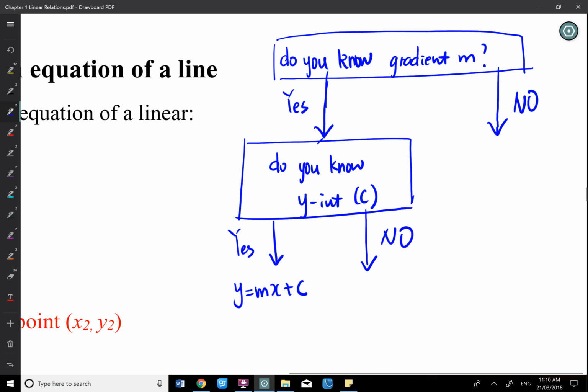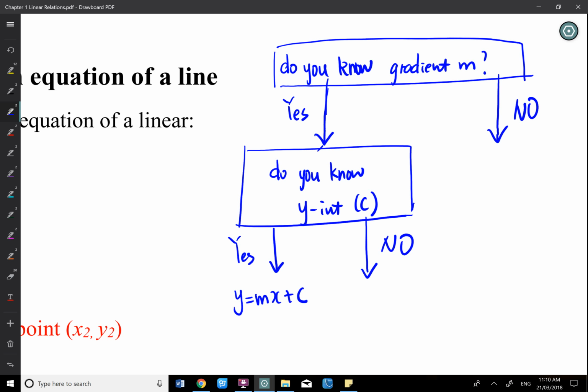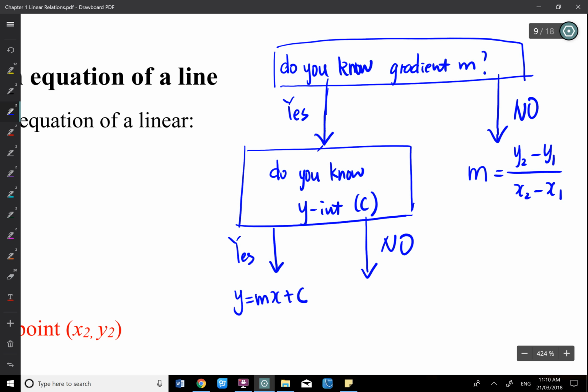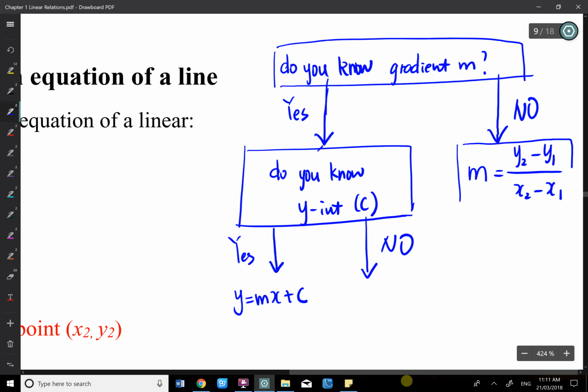How about if we don't know the gradient? We need to find the gradient. How do we find the gradient? m equals (y2 minus y1) over (x2 minus x1). We have seen this equation. If you haven't seen it, we copy that down. That's the rise over run. We use the y value of one point to subtract the y value of another point, which gives you the change in the height. And then we subtract the x values. We get the change in x. That gives me the rise over run. We got the gradient now. Now, yes, we have the gradient.